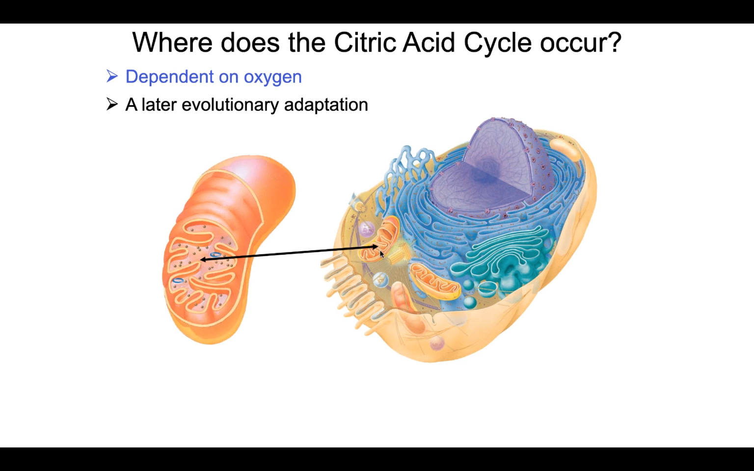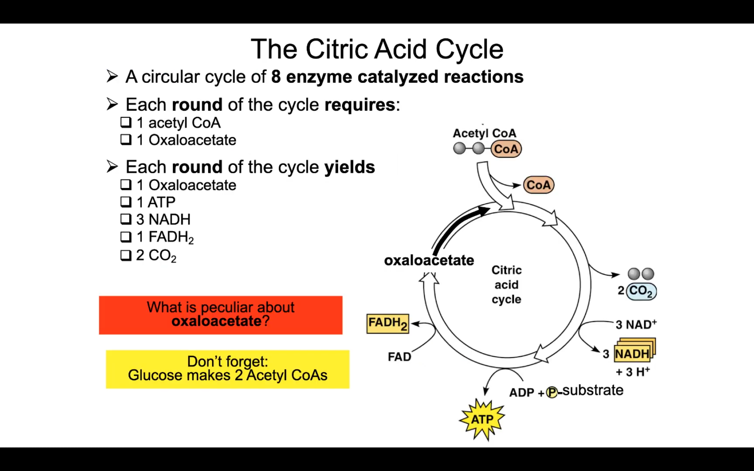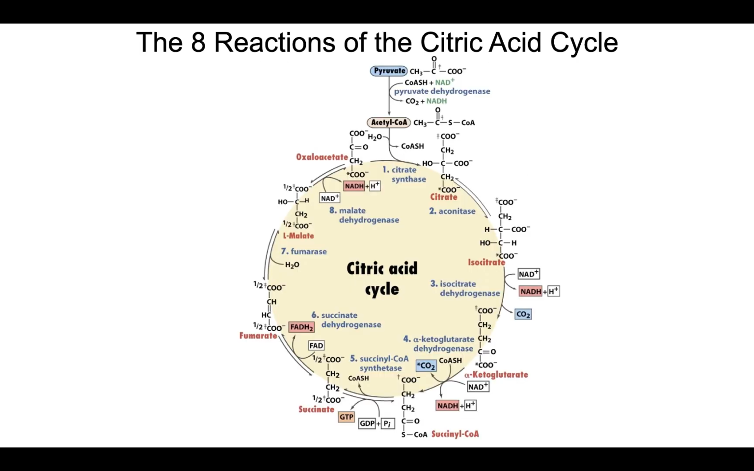Now, the citric acid cycle occurs within the mitochondrial matrix, and it is a later evolutionary adaptation because it is aerobic, it requires oxygen. All right, now let me show you this here. This is what the citric acid cycle really looks like. It is an 8 enzyme catalyzed set of reactions, and it's a cycle and not a linear pathway because oxaloacetate is the first reactant and the final product. And this has some really important ramifications that we'll get into.